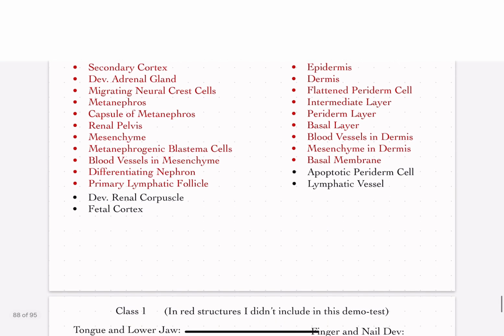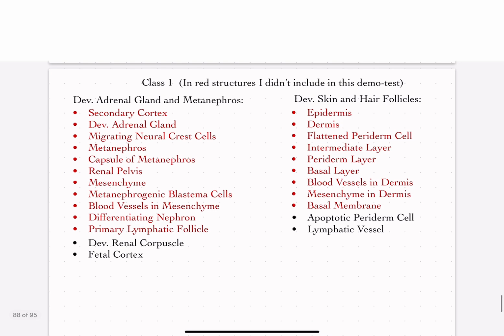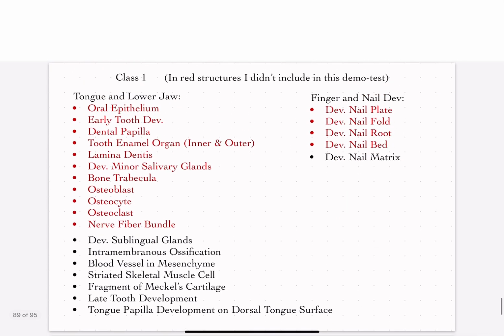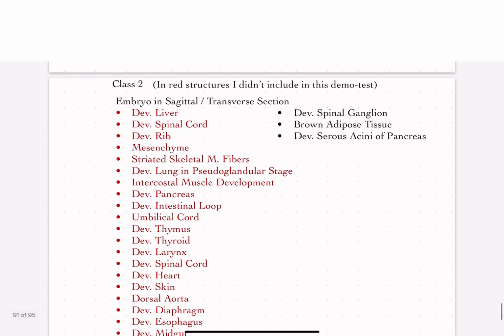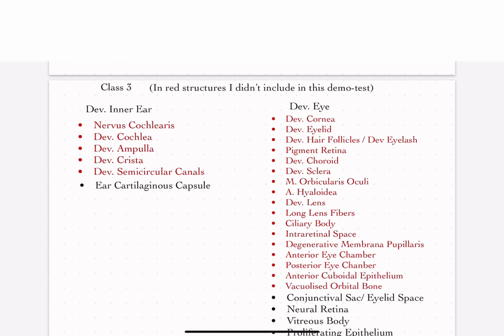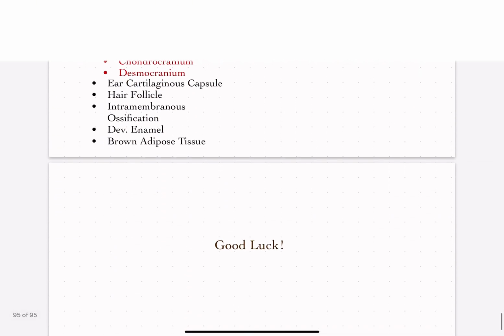So for the last time, double check with your professors, double check with your list of structures. However, for me, these were enough to gain a lot of points during the practical part of the colloquium. You can find this document in the video description.